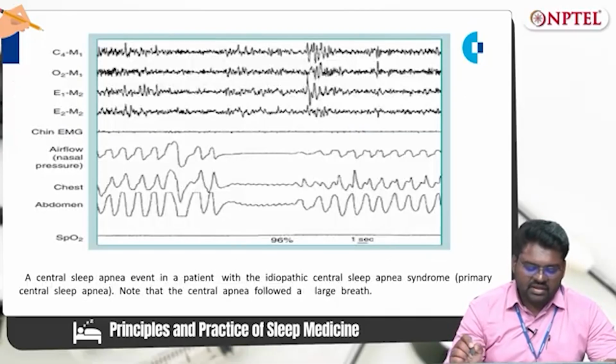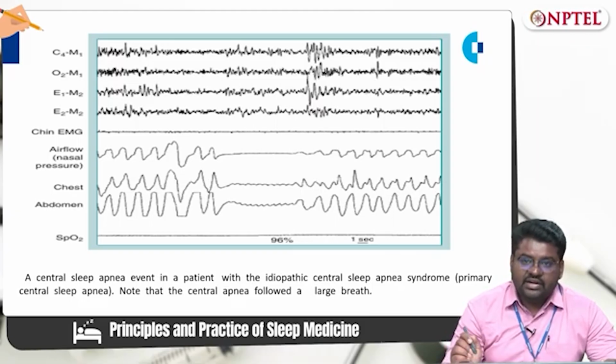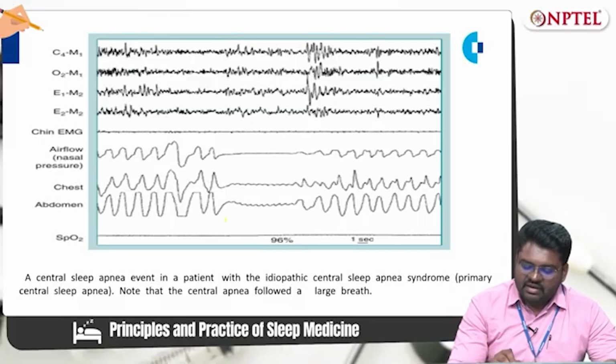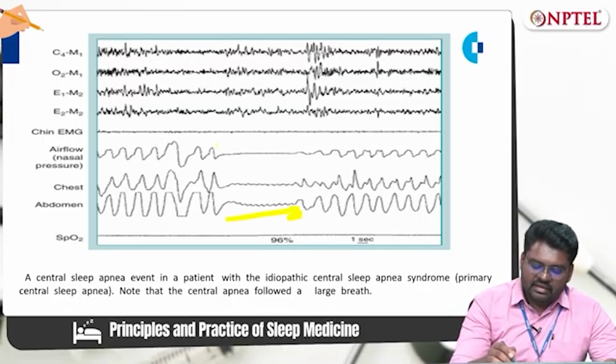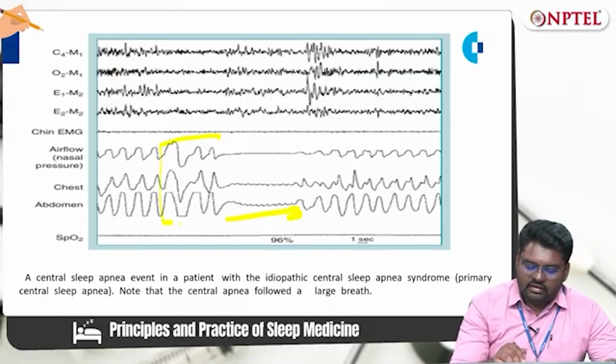In this graph, you can see the patient with an idiopathic central sleep apnea. The central sleep apnea will be followed by a hyperventilation.